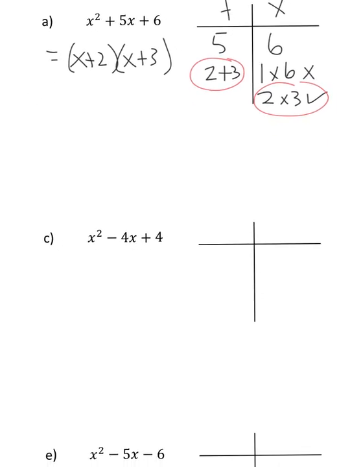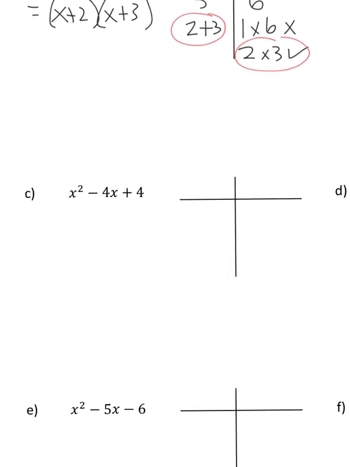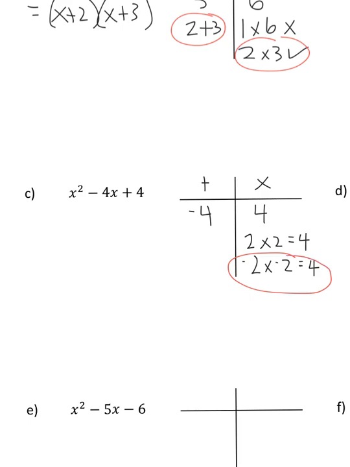Let's come down here for C. So letter C, we have adding this time to a negative number, so we're going to have to be careful of our signs, and multiplying to a positive 4. So to multiply to a positive, I can either have 2 positives or 2 negatives. So we need to be very careful because I see that we're adding to a negative 4. So we're going to pick the one that has 2 negative numbers, because negative 2 plus negative 2 gives negative 4. So we're going to have our brackets.